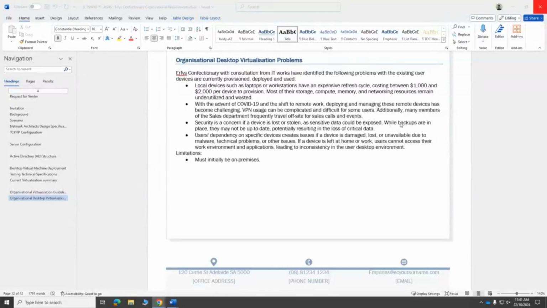So if we had a full device and we had to log on from VPN at home, it's very complicated for some users because more users are using VPN now because they're working from home. Okay, that's the problem. Many members of the sales department frequently travel off-site as well. We knew this from before when we talked about VPN in the previous Cert 4 subject.